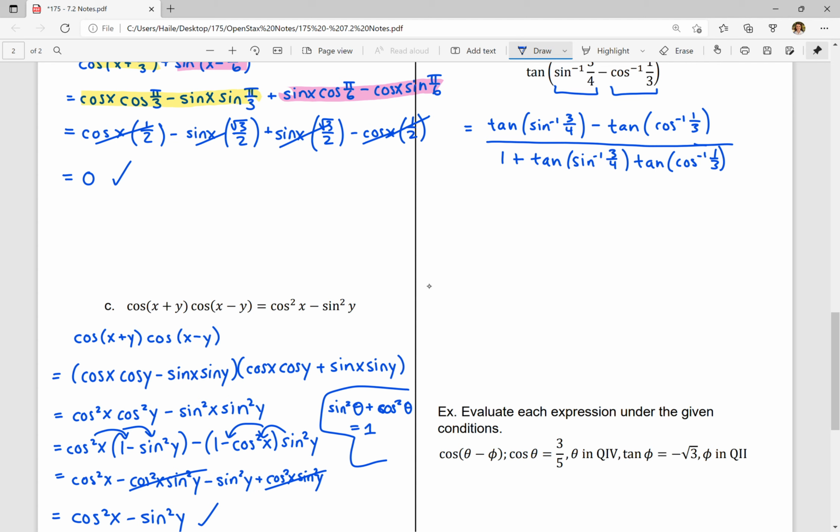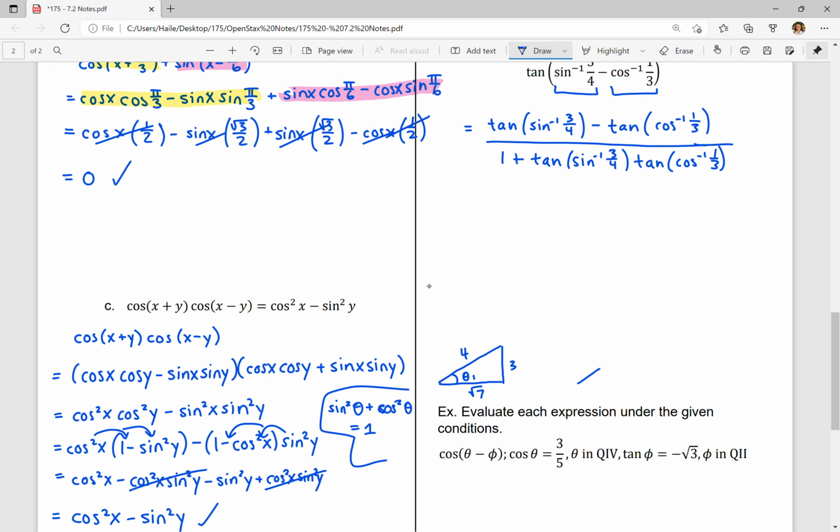So my first triangle, I'm going to get from that first expression of tangent of sine inverse of 3/4. I'm just going to call this angle theta 1. If we have sine inverse of 3/4, that means my sine is equal to 3/4. So that means my opposite side is 3 and my hypotenuse is 4. That also means, through Pythagorean theorem, that my adjacent side is equal to the square root of 7. So that's my first triangle.